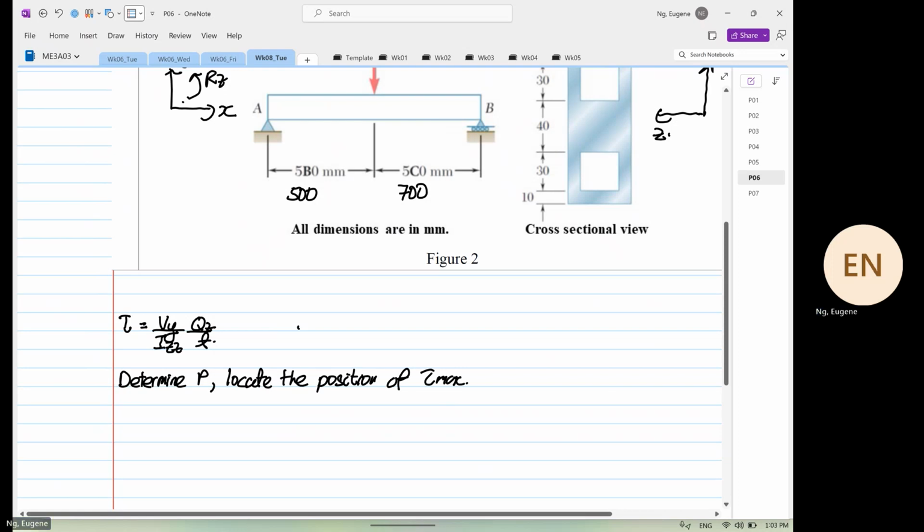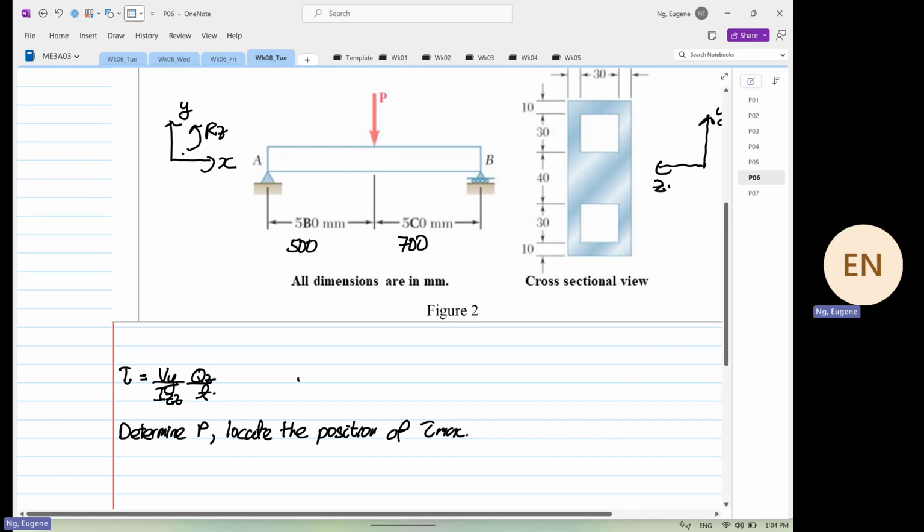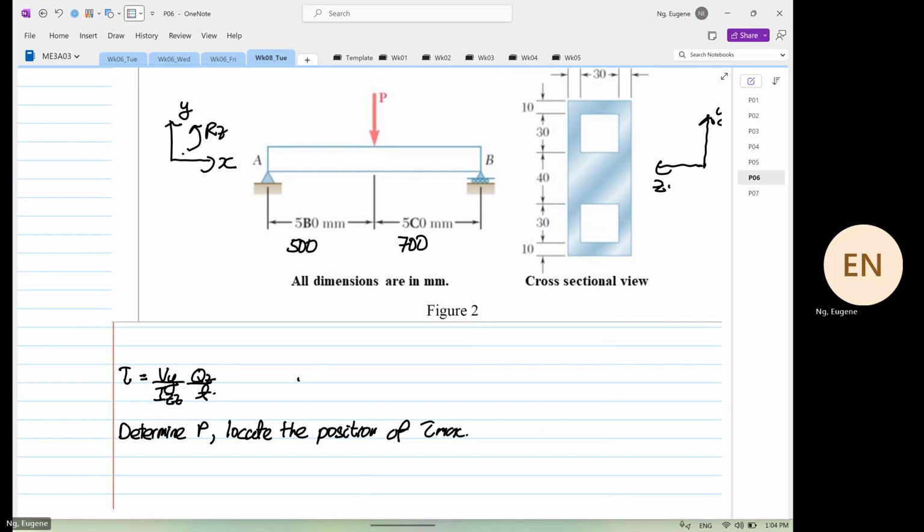Palmax. Okay. Now, for this case, you have to be really, really cautious. Why? Palmax is not necessary. I'm not saying it's not. It's not necessary to be at the centroid. Now, let me ask you some questions. What happens at the centroid?